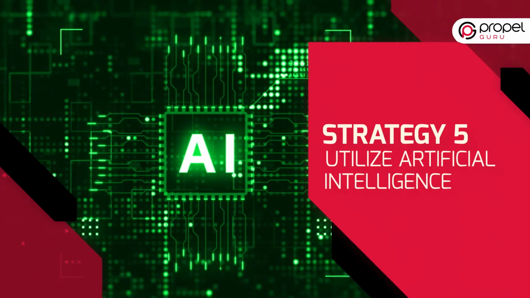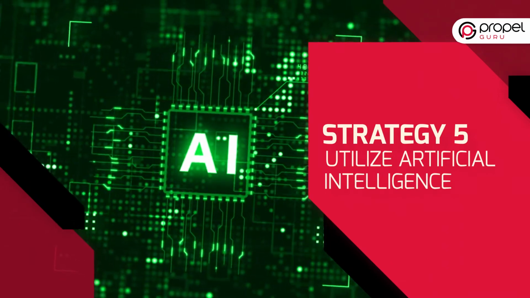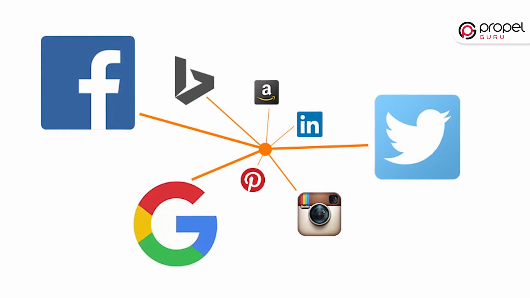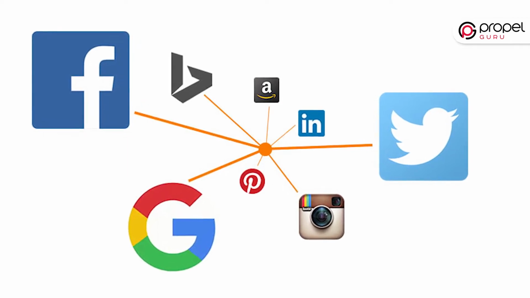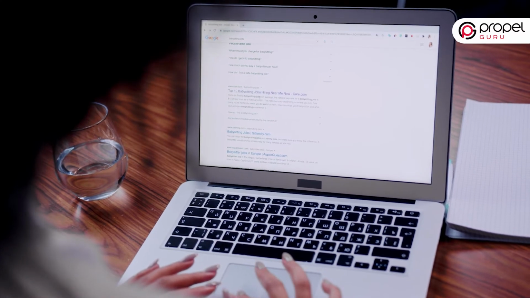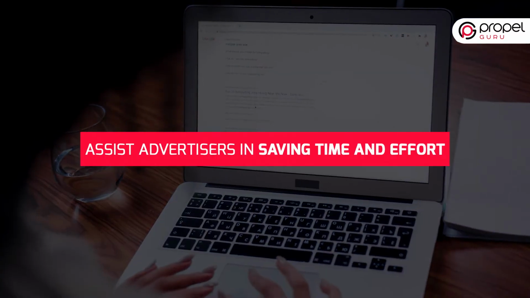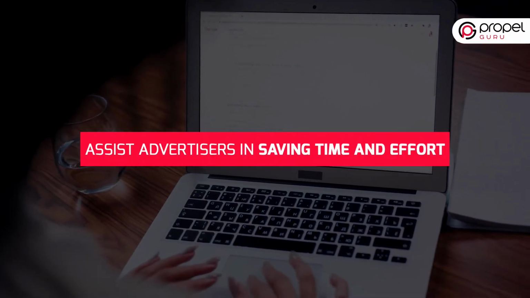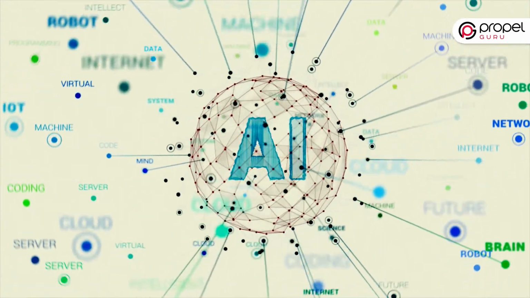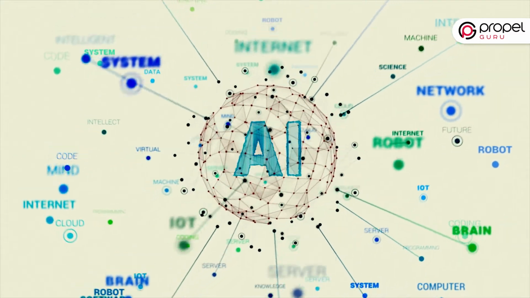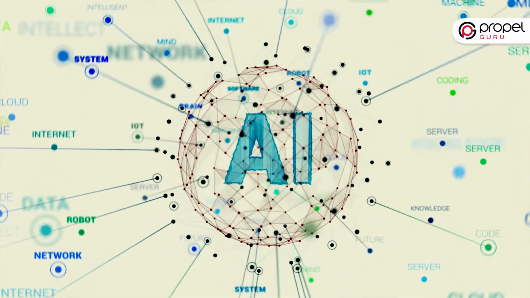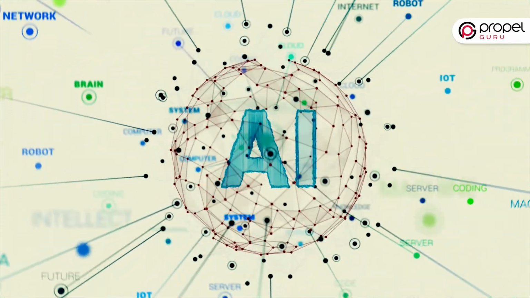Last but not the least is to utilize artificial intelligence. PPC platforms now use automation to assist marketers in optimizing their ad campaigns. Google, for example, has several tools such as automated bidding that assist advertisers in saving time and effort when managing PPC campaigns. Many of these capabilities are enabled by artificial intelligence, which can help generate accurate predictions because the platform has access to a massive quantity of data.